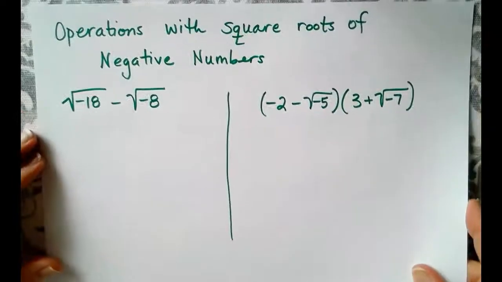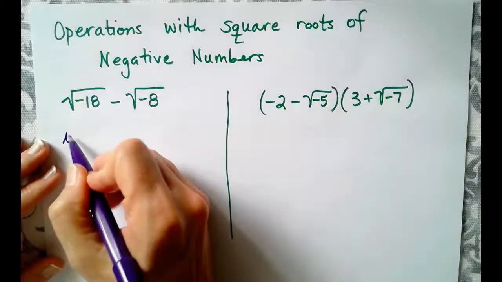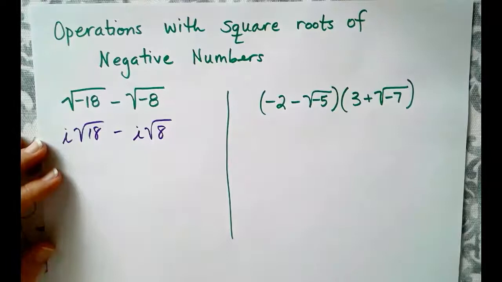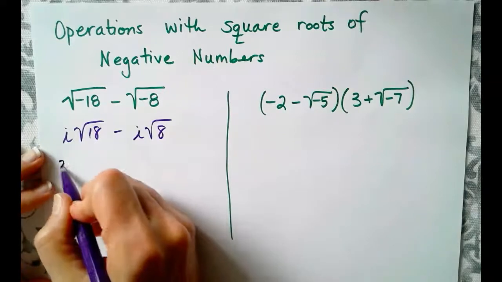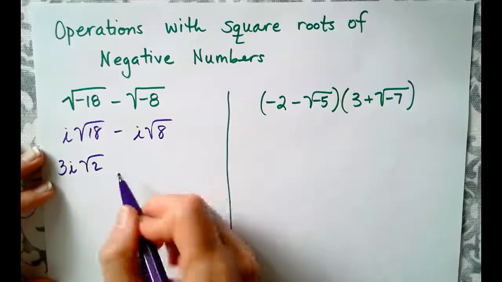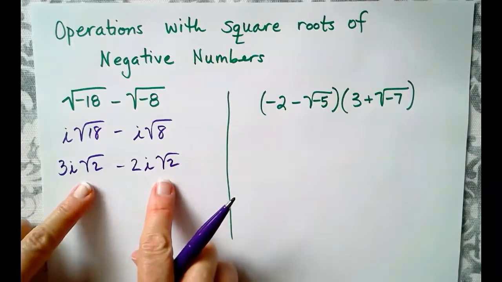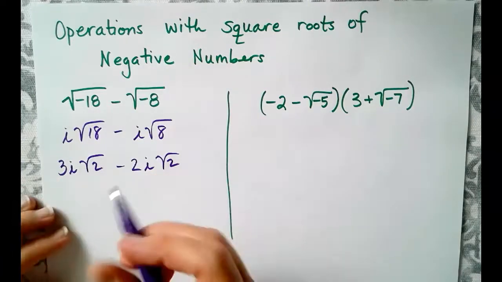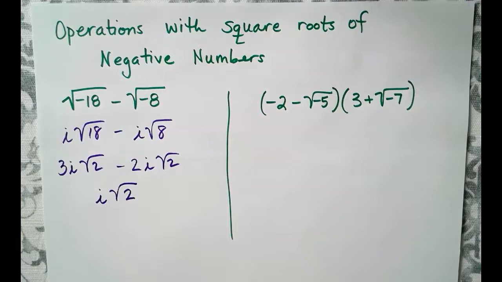We also can perform operations with square roots of negative numbers, but once again, the i's have to come out first. So this is i square root 18 minus i square root 8. So we can simplify these radicals, which you should be able to do quickly. So the square root of 18 is 3 root 2, so 3i root 2. The square root of 8 is 2 root 2, so 2i root 2, which these are like terms, which means that we can combine them. 3i root 2 minus 2i root 2 leaves 1i root 2 as the simplified result.